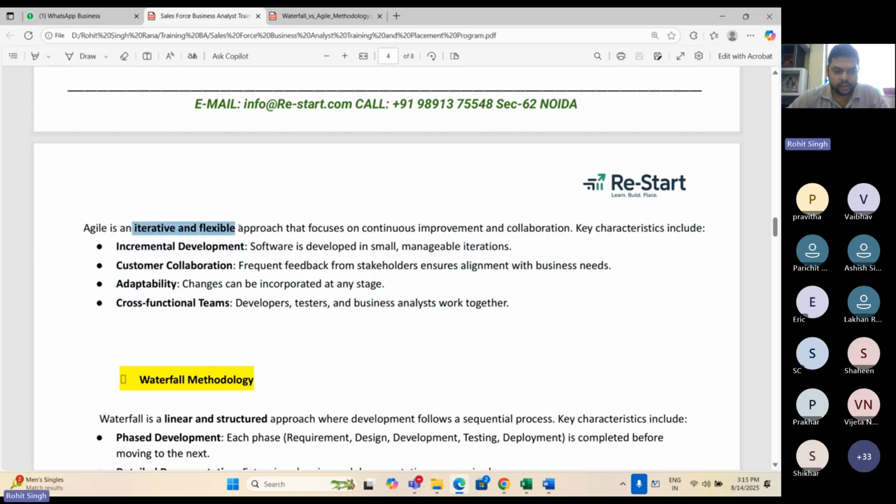All right. Shikhar bhai, first to you, what do you understand with this? Agile is an iterative approach. What does that mean?